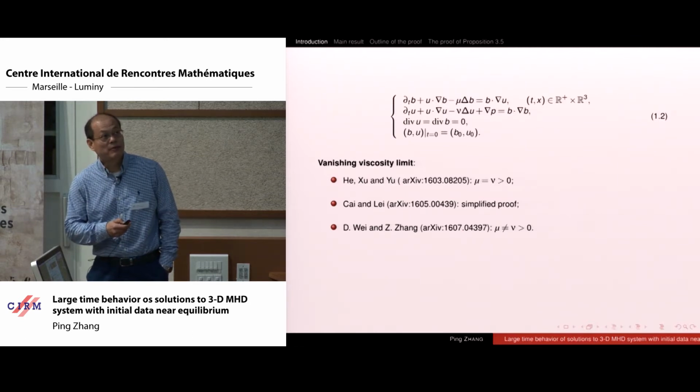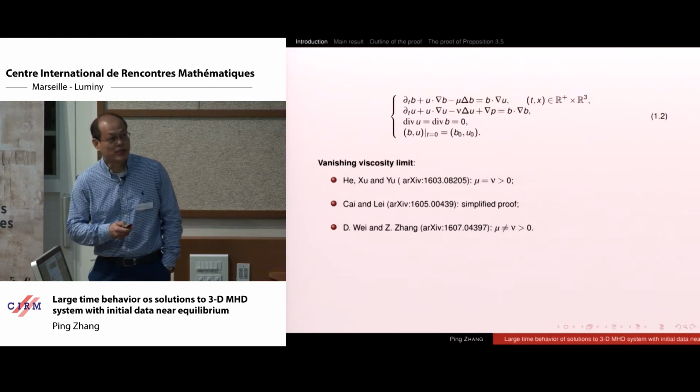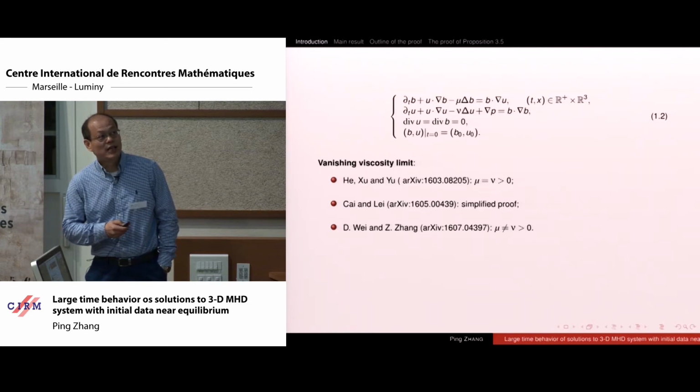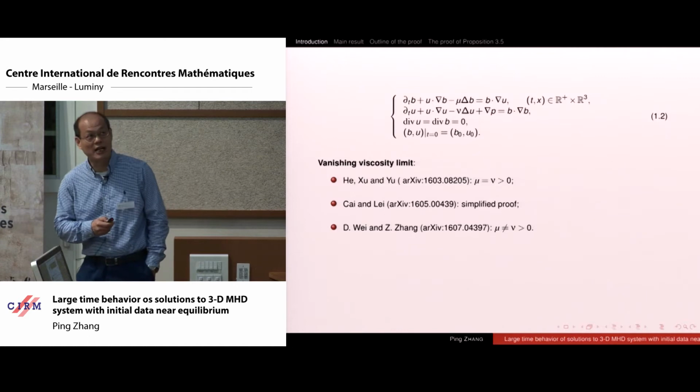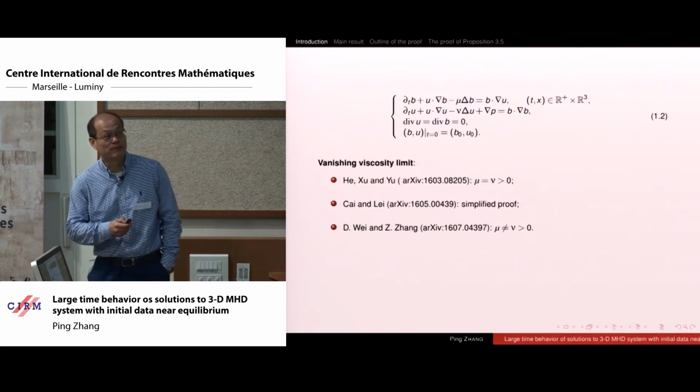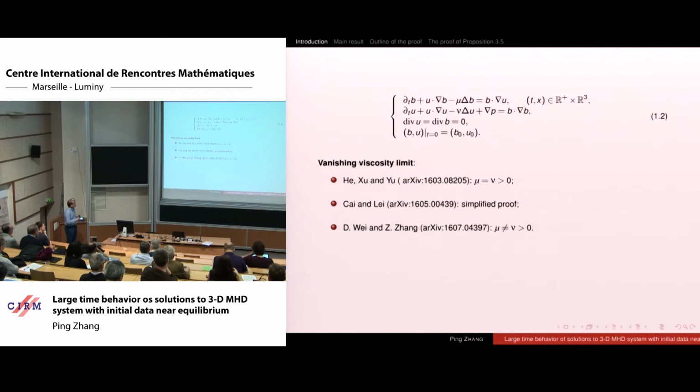Again, this paper was simplified by Cai and Lei with the ghost energy method. And there is also a paper by Wen and Zhang that can even prove the vanishing viscosity limit of the viscous MHD system to the ideal MHD system when mu is different from nu and mu, nu tend to 0. The solution should tend to the Bardos solution of the ideal MHD system. And also recently there is another paper by Cai, Lei, Fanghua Lin, and Nader Masmoudi for the vanishing viscosity limit for a more general system of this type.